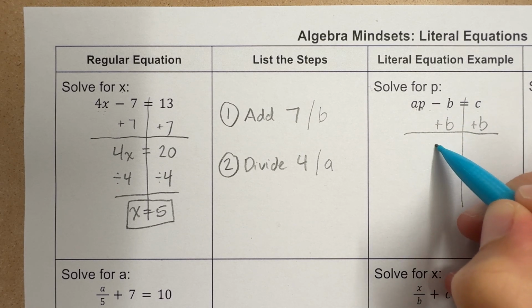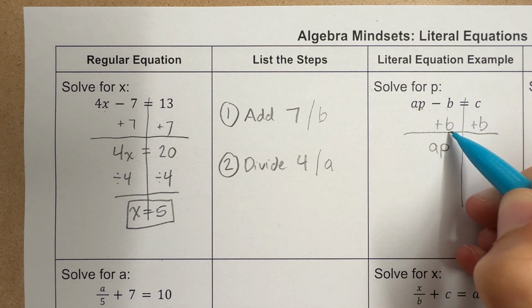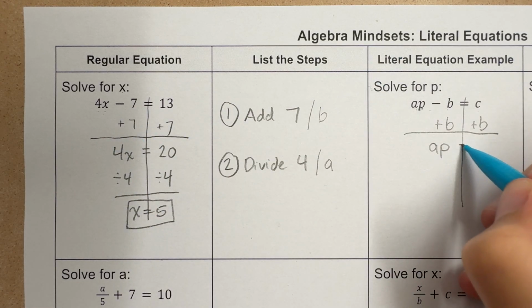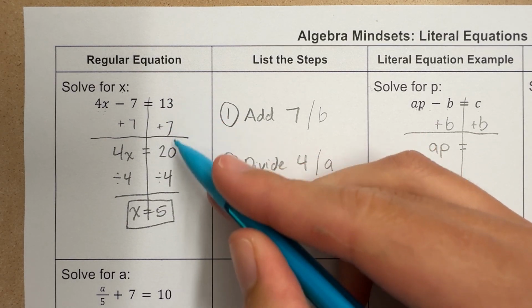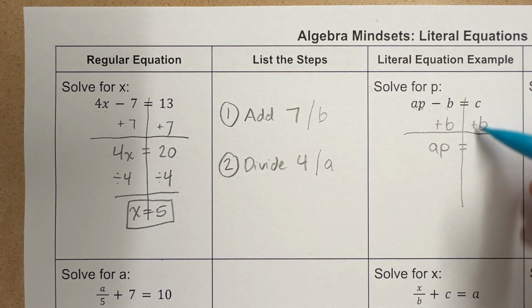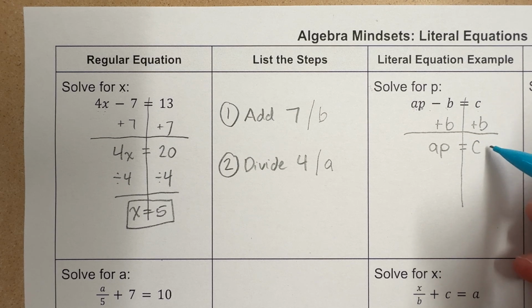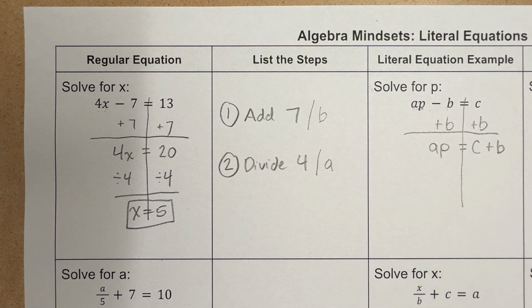Now something interesting happens here. Look, I'm going to bring down the ap, right? This cancels just the way the 7s canceled. Over here, I can't do the math, right? Over here, I just did the math, 13 plus 7, just use my fingers or calculator, whatever, right? But here I can't, so I just write c plus b.